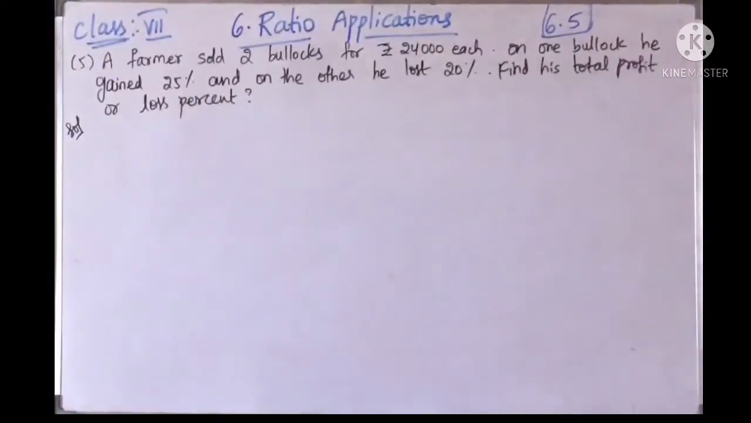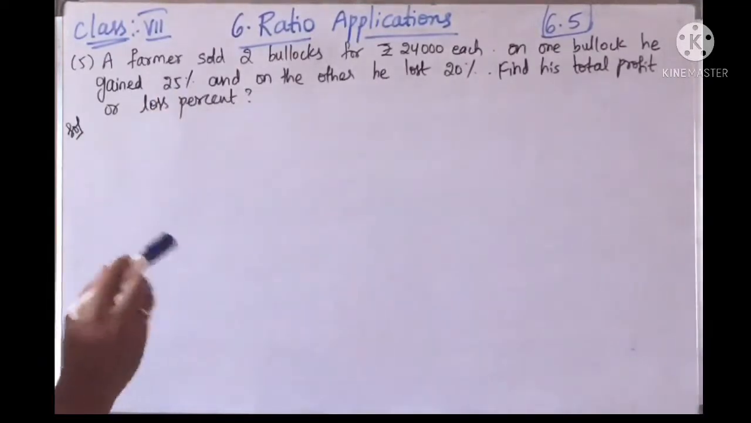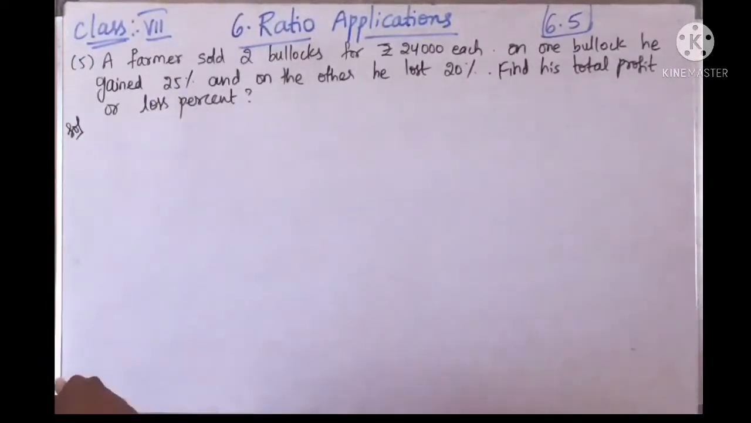Now coming to a very interesting sum, children, fifth question. A farmer sold 2 bullocks for rupees 24,000 each. Means for one bullock 24,000, right? So on one bullock he gained 25% and another he lost 20%. So find his total profit or loss percentage. So finally we need to find, will he get loss or profit? If profit, we need to find profit percentage. If it is loss, we need to find loss percentage.